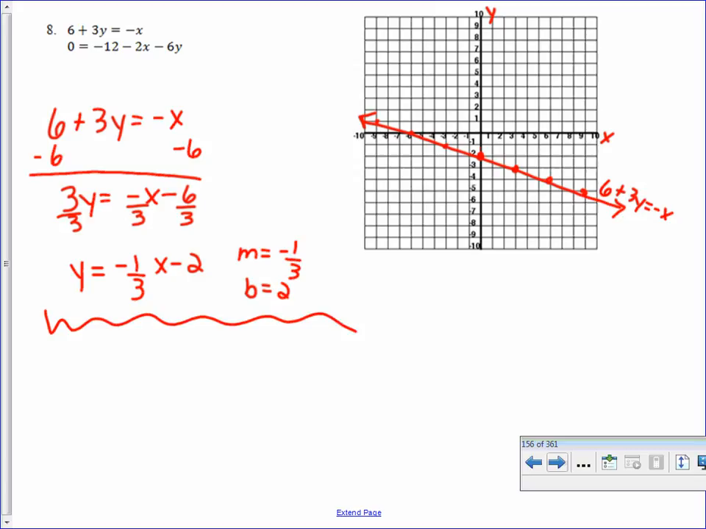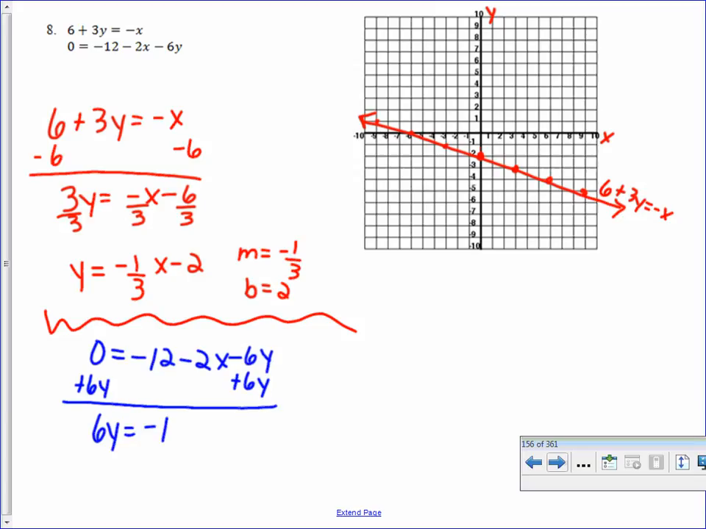Now let's take a look at my next line. I'm going to do this in blue. 0 equals negative 12 minus 2x minus 6y. I need to get myself into slope-intercept form. I'm allowed to add 6y to both sides. So now I have 6y equals negative 12 minus 2x. Again, if you want to put it into slope-intercept form, 6y equals negative 2x minus 12 is fine.